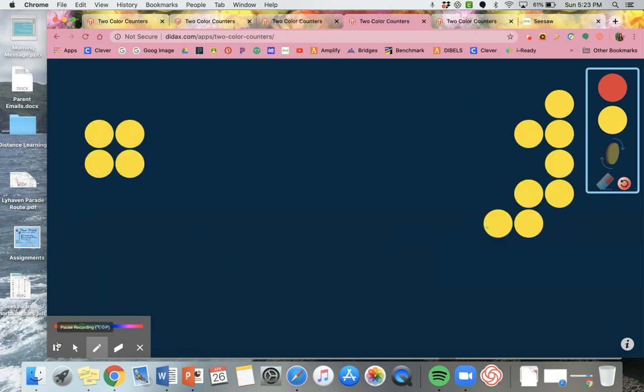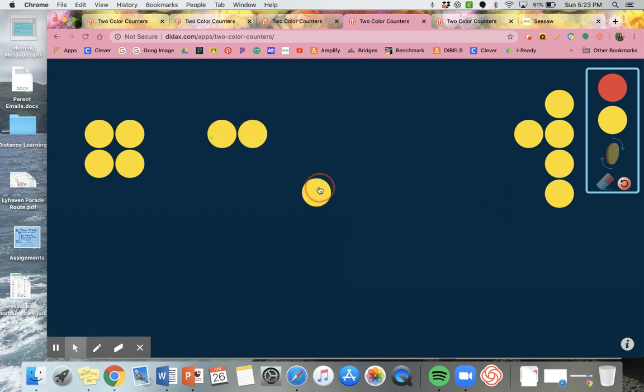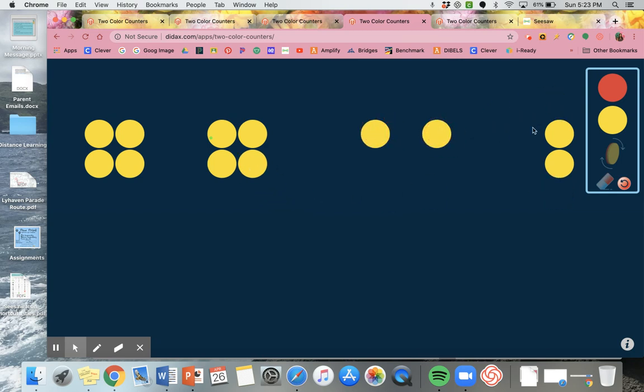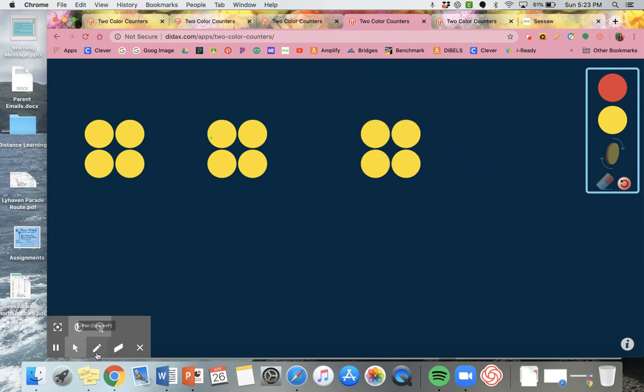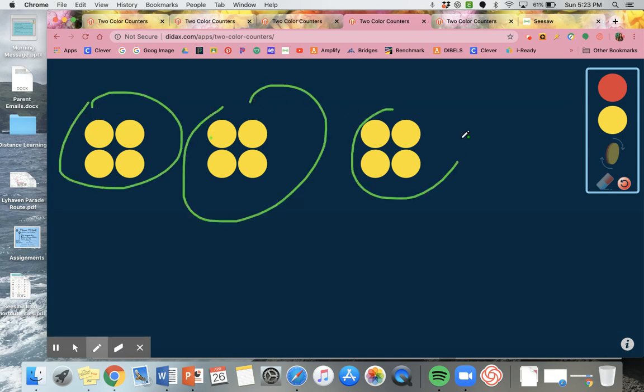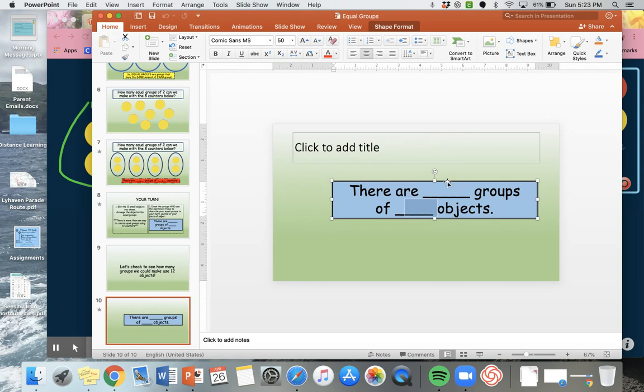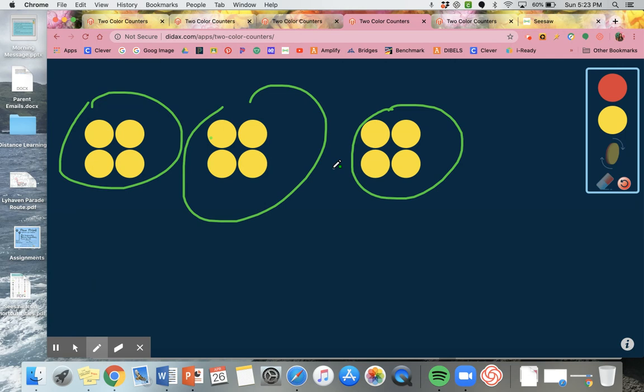So now I'm just going to make groups of 4. So I have 1, 2, 3, 4. I'm going to make another group of 4. Another group of 4. Let me put that over there. There we go. Now I have group 1, group 2, group 3. 1, 2, 3, 4. 1, 2, 3, 4. 1, 2, 3, 4. So now there are 3 groups of 4 objects because I have 3 groups of 4. And they're equal because I have the same in each group.